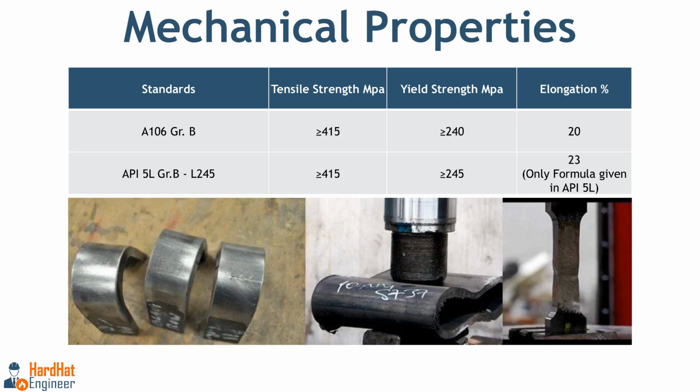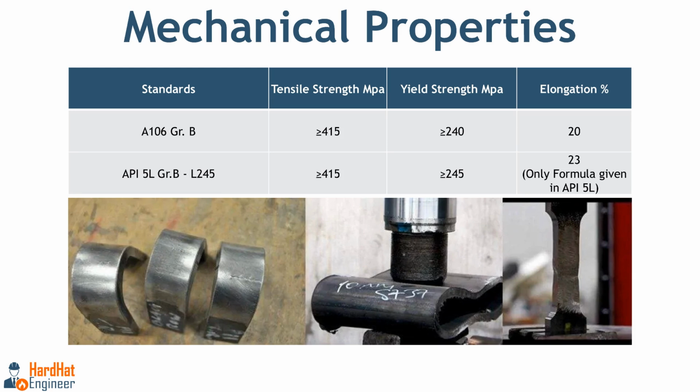Here, you can see the tabular comparison of mechanical properties. Starting with tensile strength, both A106 grade B and API 5L grade B have the same minimum requirement of 415 megapascals. This means both materials are designed to withstand similar levels of maximum stress before breaking, making them comparable in terms of overall strength.